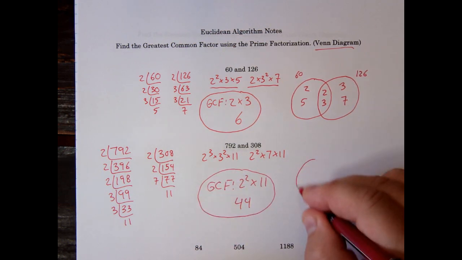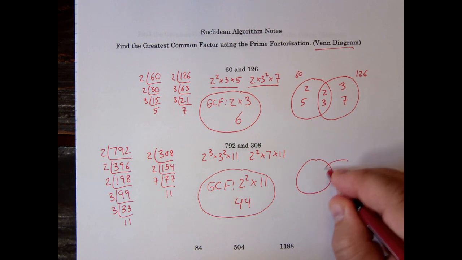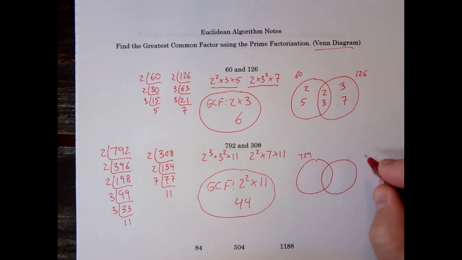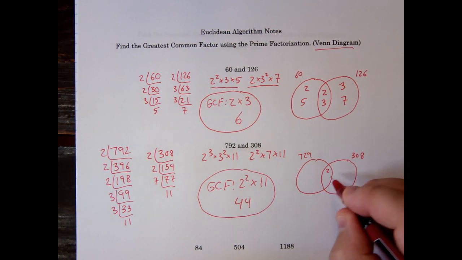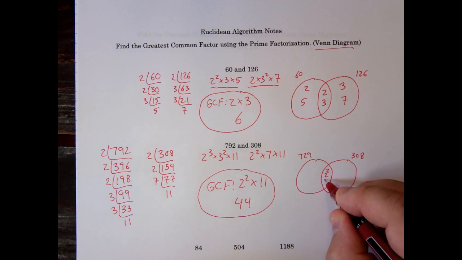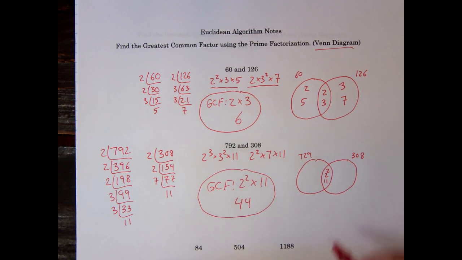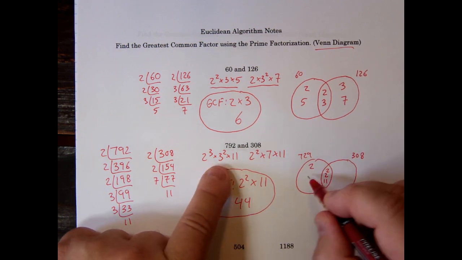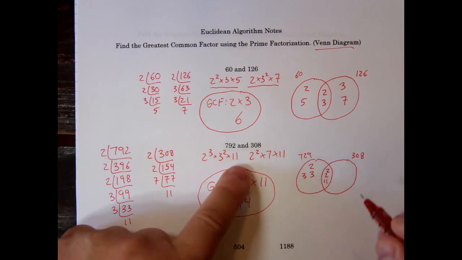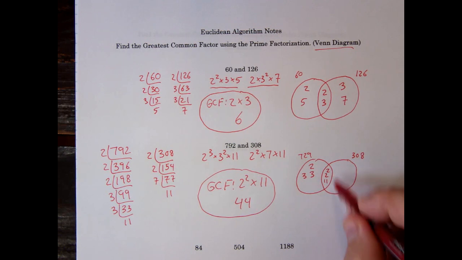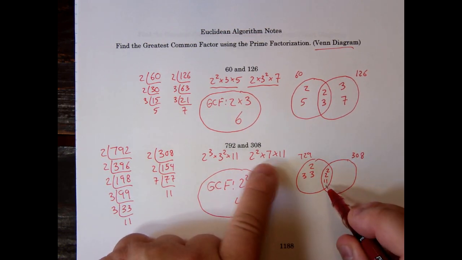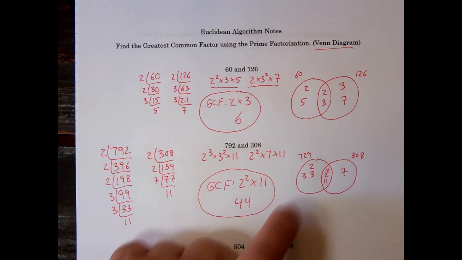Again, if you think about that with a Venn diagram, 792 and 308 have a 2, a 2, and an 11 in common. So 792 still needs another 2 and two 3's, and you already have the 11. If you multiply all those numbers together, you get 792. For 308, you have the two 2's, the 11, and it just needs a 7.